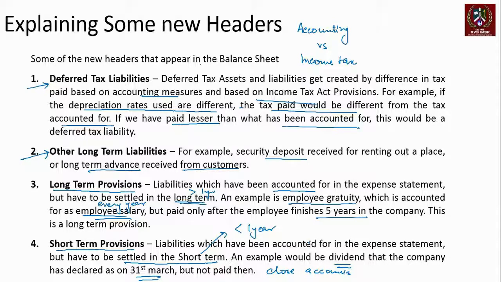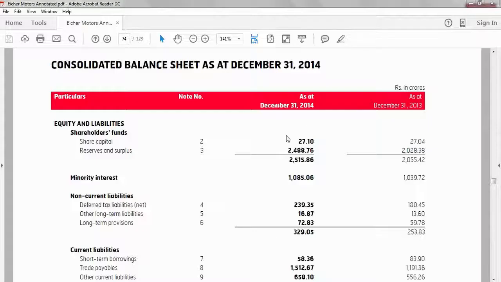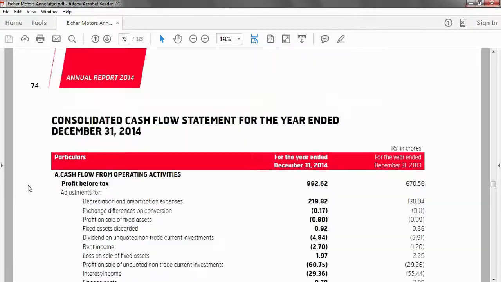Let's actually go, because we're looking at liabilities first, let's go to the consolidated balance sheet of Eicher Motors, and look at some of these data points there in more detail. So we're going to try and look at some of these notes and understand what these data points are coming from, right? So let's just look at some of these notes. We're going to go to note 5 to look at other long-term liabilities.